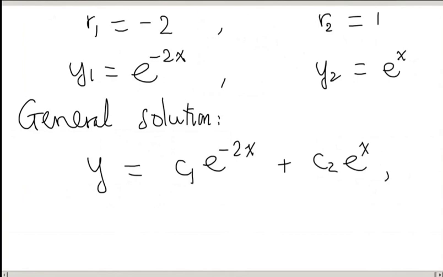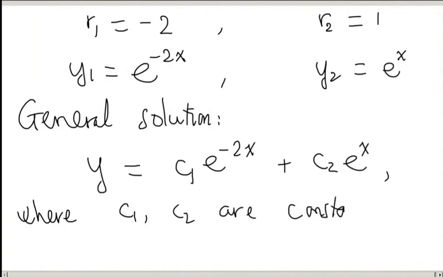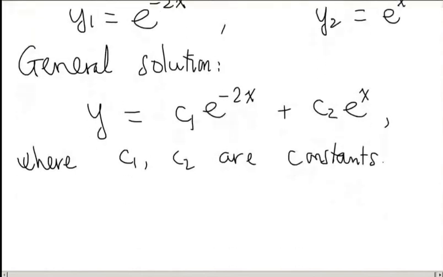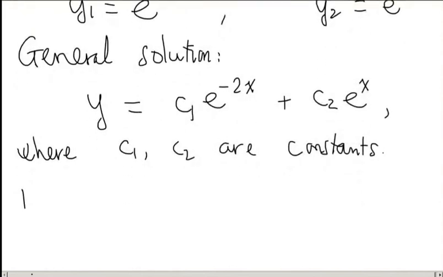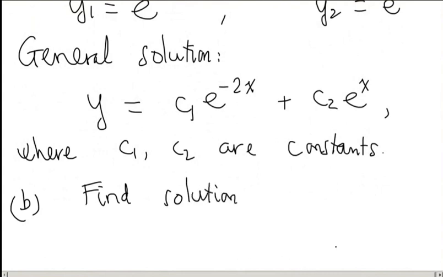Where C1, C2 are constants. This general solution captures all other solutions. Now part B, find the solution with initial condition.